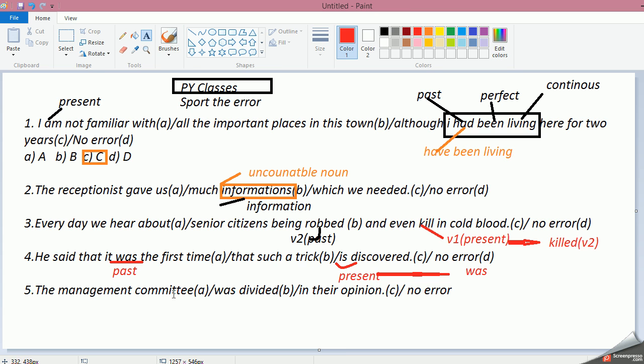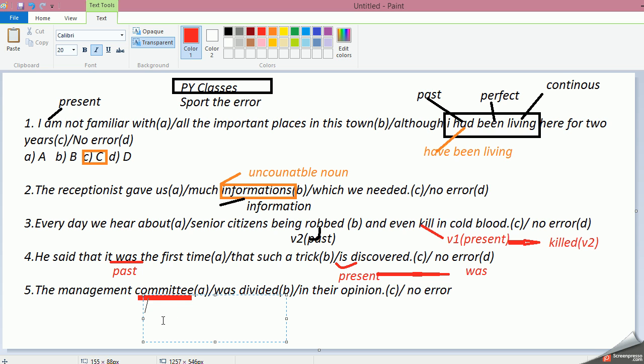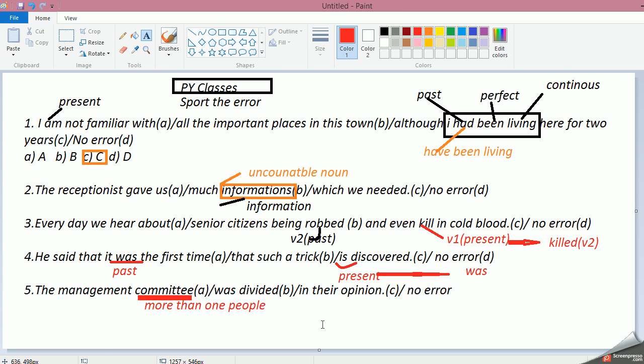Now come to the fifth question. The question is, the management committee was divided in their opinion. As you know, the word committee is not used for a single person. Committee means more than one people.